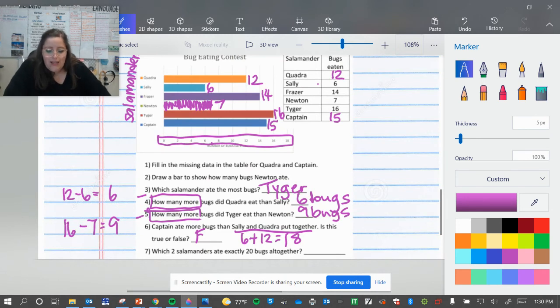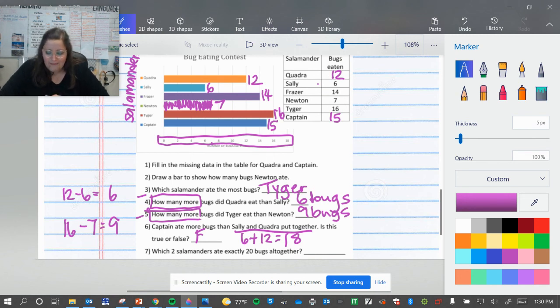Ooh, which 2 salamanders ate exactly 20 bugs together? So this is one of those where you're going to have to guess and check, right? You're going to have to add 2 numbers and say, does that equal 20? Nope. Does that equal 20? Nope. Oh, here's the ones that equal 20. So look at those for a second. Which two of these numbers? I know I can't add two of these numbers together because they both have 10s. So that's going to go over 20, okay? So it's going to be one of these single digit numbers plus one of these two-digit numbers, I think.